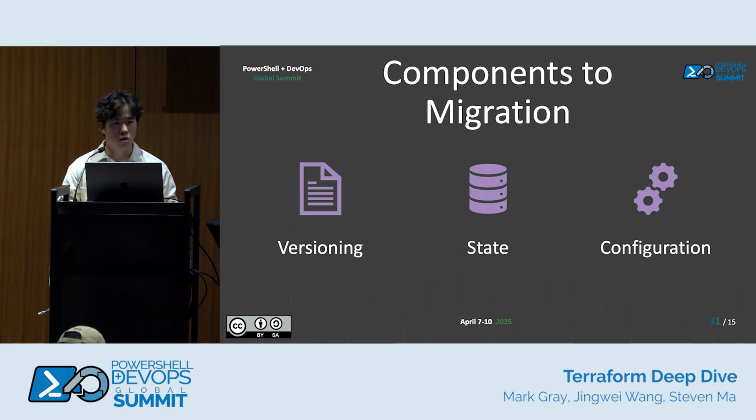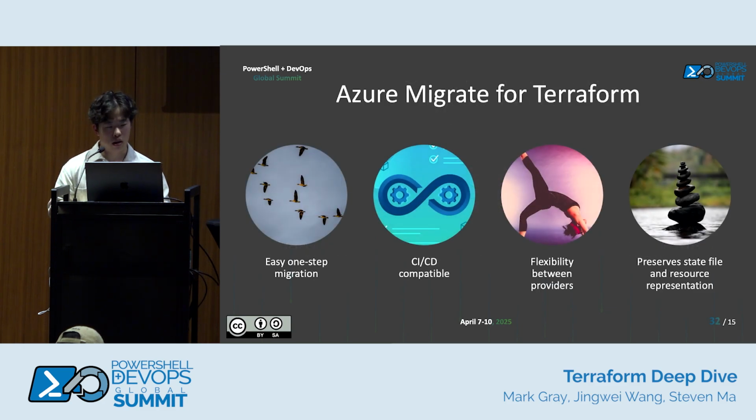So one of the unique benefits that we've been able to really invest in and put some time into is a binary called Azure Migrate for Terraform. I know the name is just as inspiring as Azure Export for Terraform, but the main benefit of this tool is to essentially create a way in which you can easily move between providers. And this is really the beginning of the story that we want to tell people, which is that you can have flexibility between the two providers.